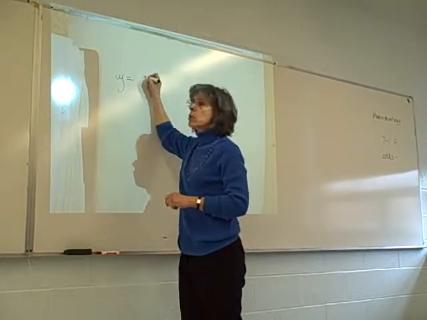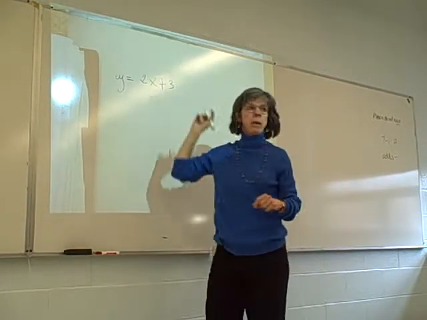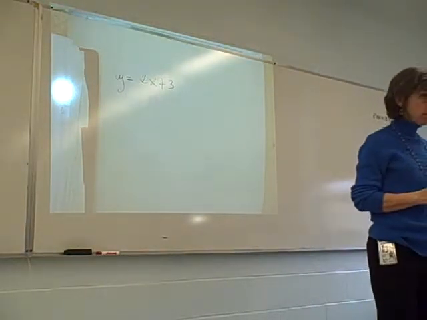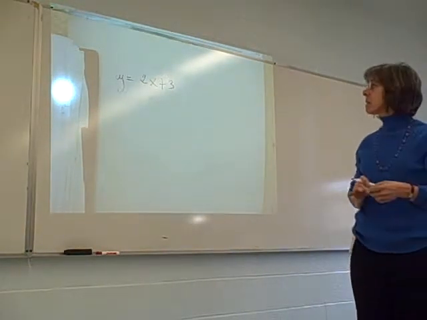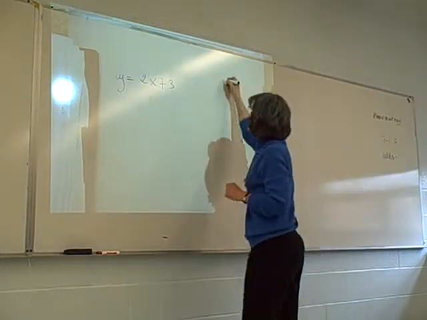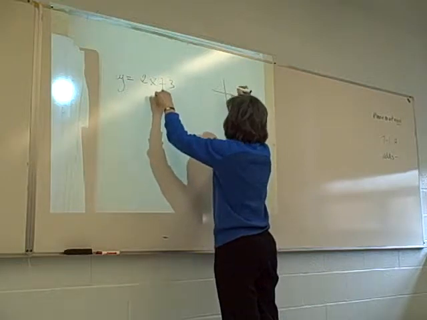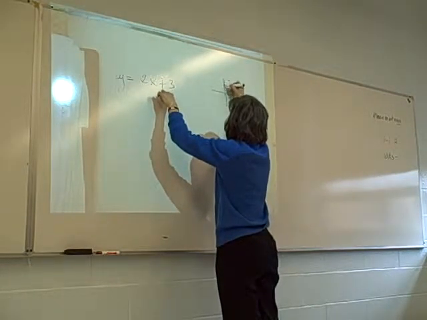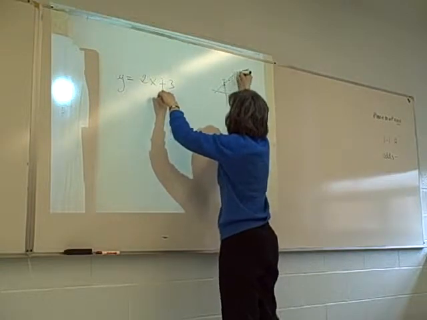y equals 2x plus 3. What will that graph look like? It's going to be a straight line. Is the slope positive or negative? Positive. Okay, so we know just by looking at that 3, it's going to go up 2 over 1, and my graph should look like this.